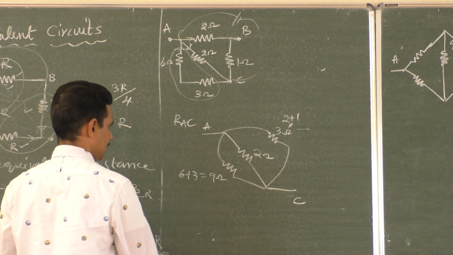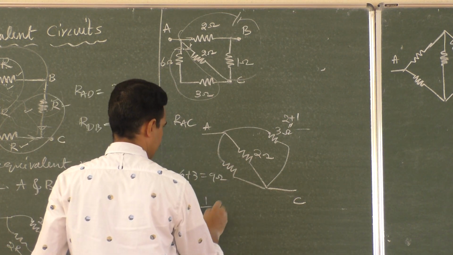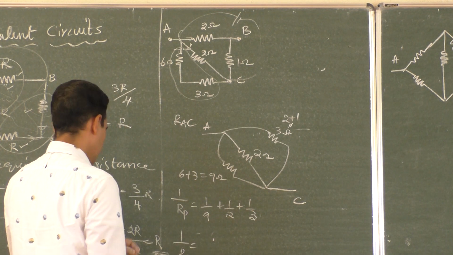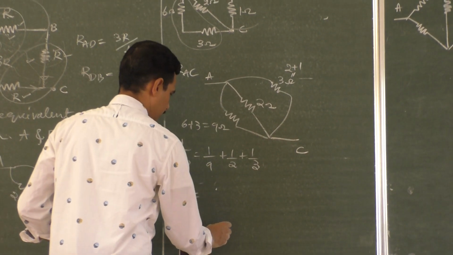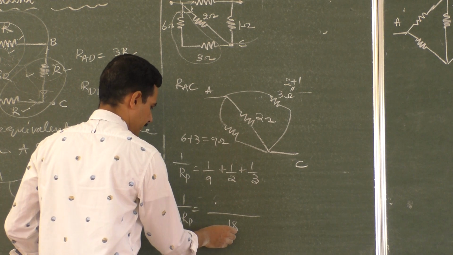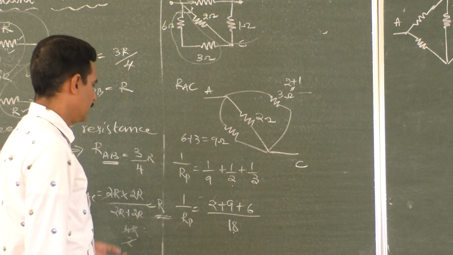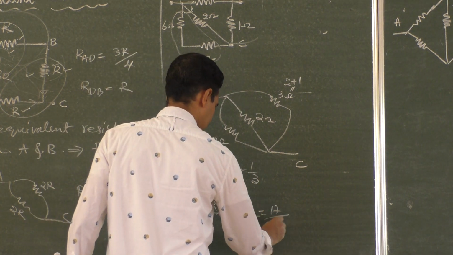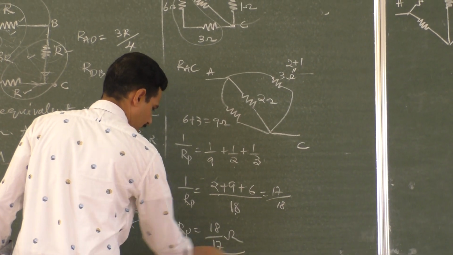Now equivalent resistance is Rp, 1 by Rp is equal to, there are 3, I will use the same formula, 1 by 9 plus 1 by 2 plus 1 by 3. 1 by Rp is equal to, 18 you can take common, then 9 twos are 18, 2 nines are 18, 3 sixes are 18, 2 plus 9 plus 6, 17 by 18. Remember, this is not the answer, this is 1 by Rp. Rp is equal to 18 by 17 ohm. See how you can do that.